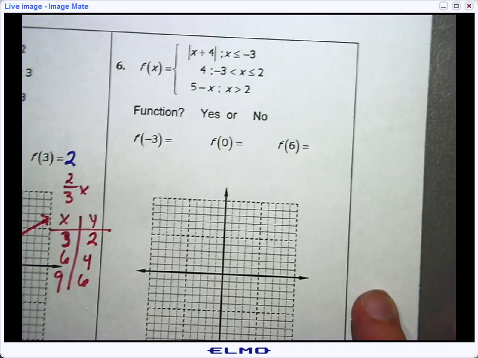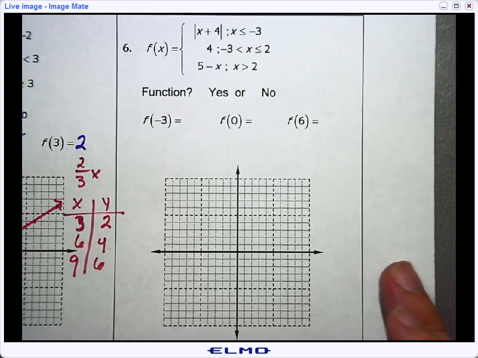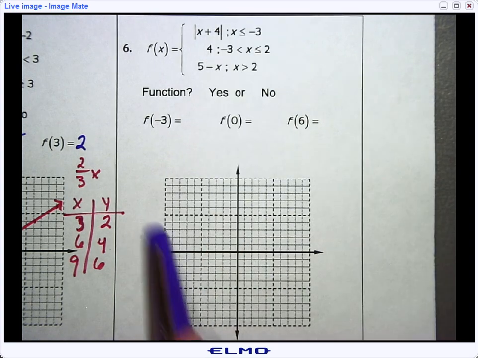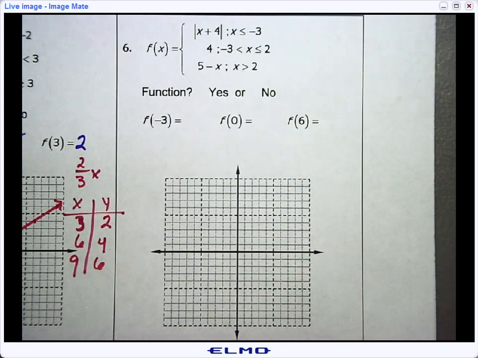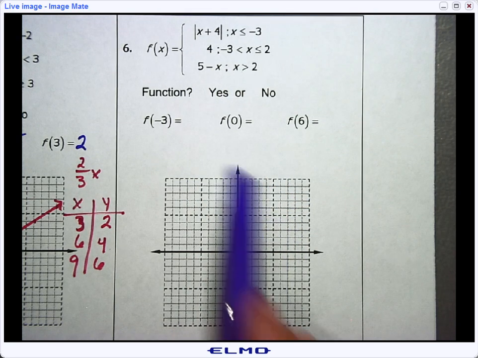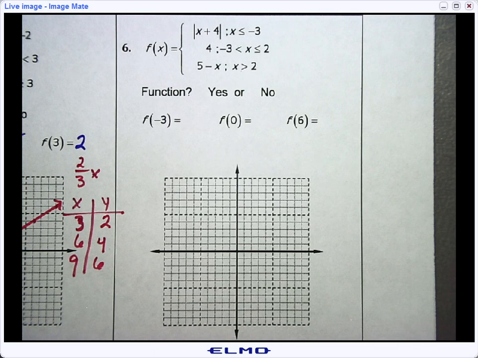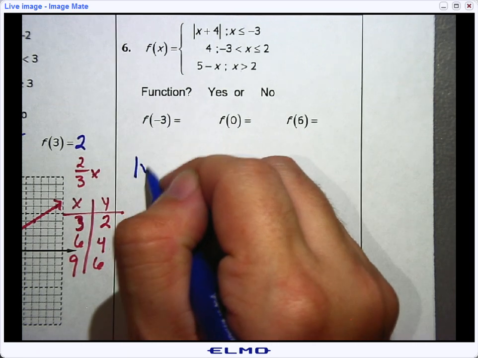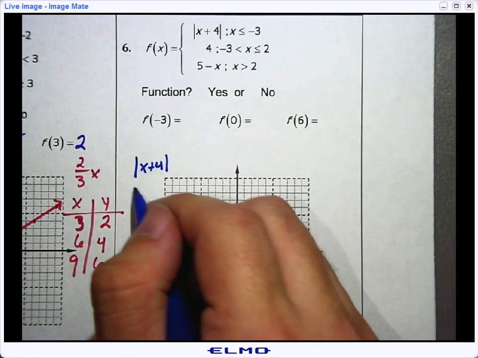All right, for number 6, another 3-piece. Again, I've got an absolute value function, so I know it's going to make a V shape somewhere. Here I just have a number, so I'm going to have a horizontal piece somewhere, and then just a 5 minus x, which would be a straight line somewhere. So let's just start with the absolute value of x plus 4.